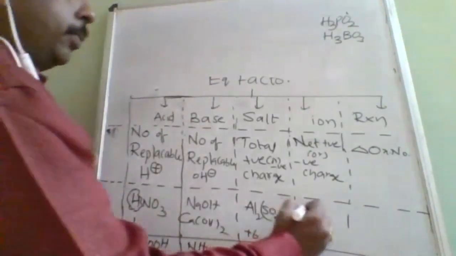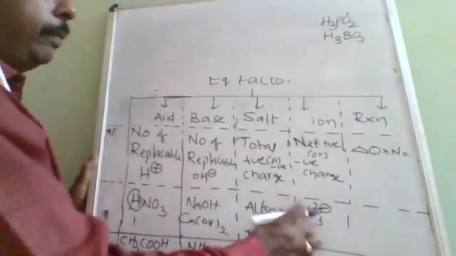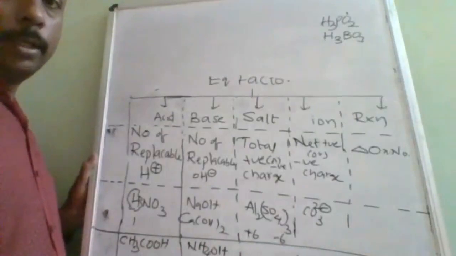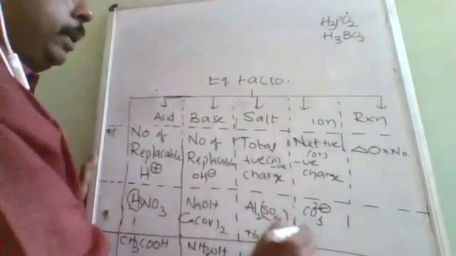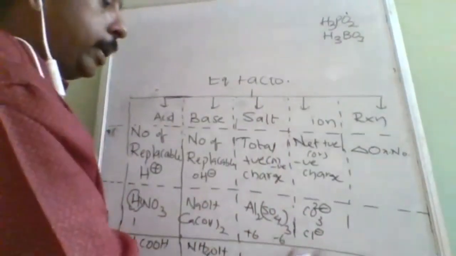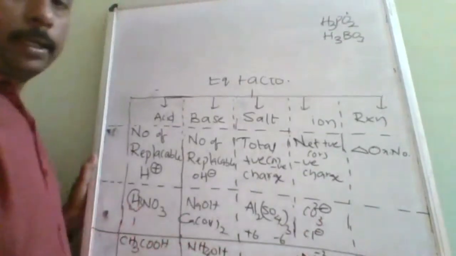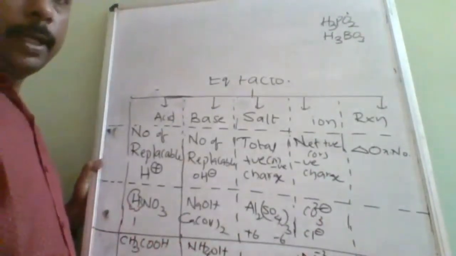Suppose carbonate CO3 2 negative. So equivalent factor is how much? 2. So for simple ions, it is very easy. Chloride ion, equivalent factor is 1. Nitride ion, equivalent factor is 3. Likewise, you can calculate the equivalent factor for ions.